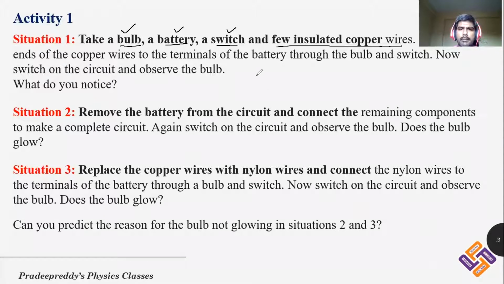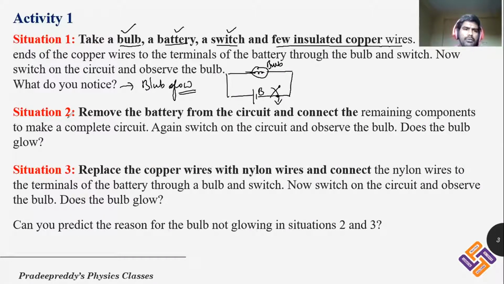So you are taking a bulb. This is a bulb, and you are connecting this to a battery through insulated copper wires. This is battery B and here is the bulb. What is your observation? Here is a switch. You are switching on this key. Obviously, when you do this activity, you can clearly notice that the bulb glows, right? The bulb glows. That is one thing you can learn from activity 1.